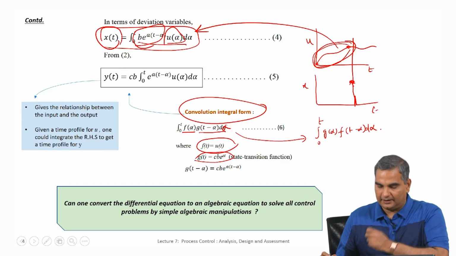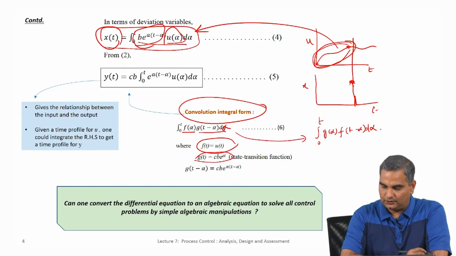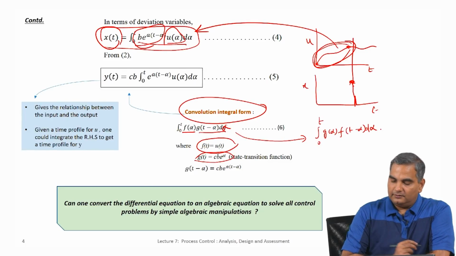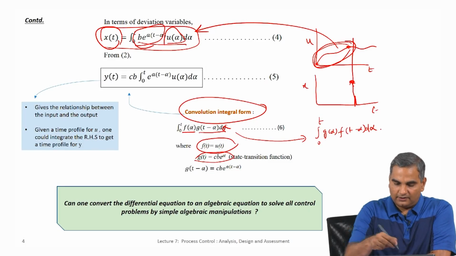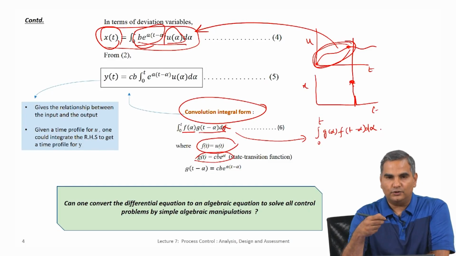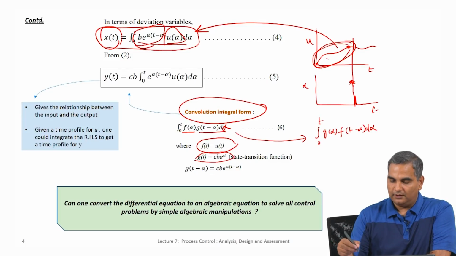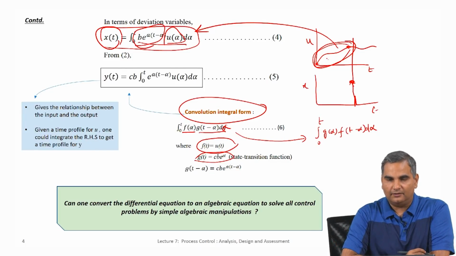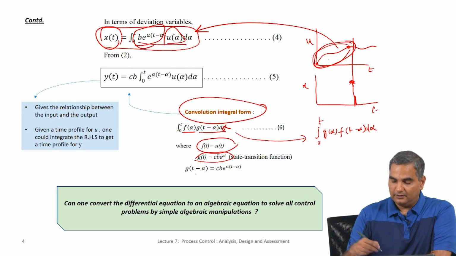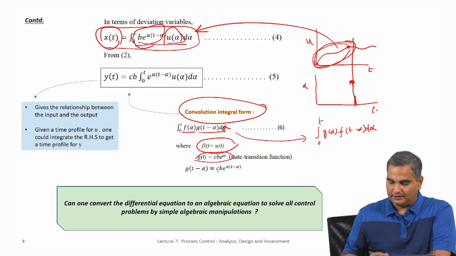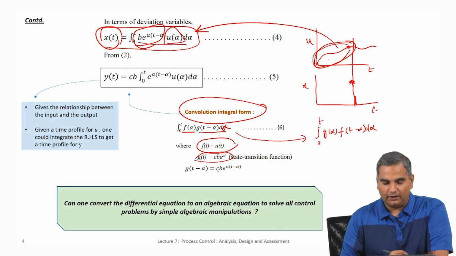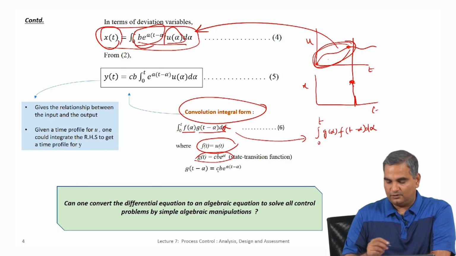Okay, so this is something that you can easily show. That basically means that I can write the output or the state as a convolution between the input and another matrix, another function, and that function is typically called the impulse function, which we will see later.